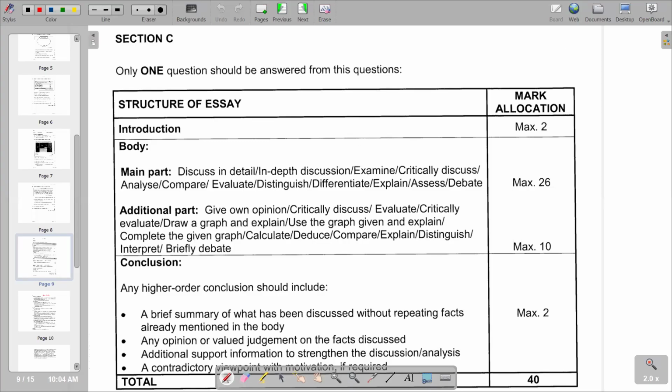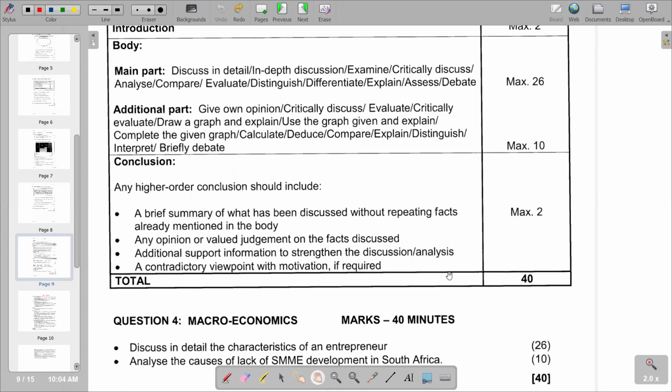So, moving on to section C, where we are going to have our essay questions. Only one question should be answered, and we choose it from 2 questions. Then we have the structure of the essay that we need to follow, starting with the introduction, and finally we are supposed to conclude. We also take note of the allocation of marks from the introduction down to the conclusion. We have a total of 40 marks on our essay.